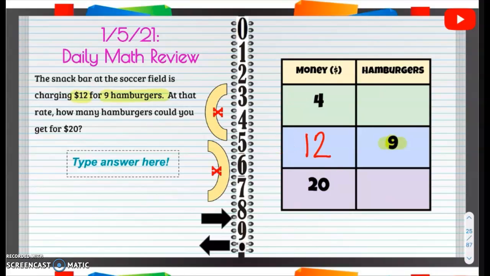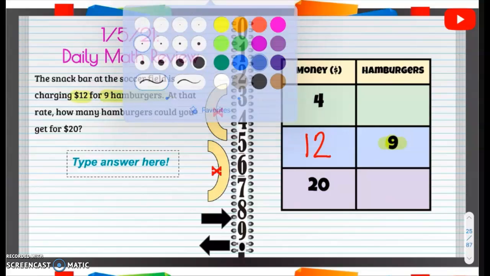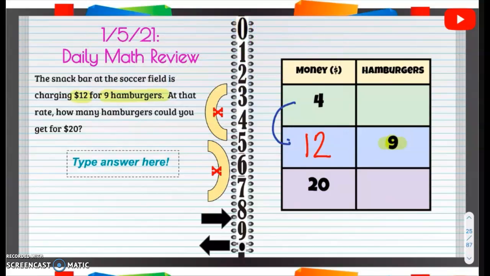Yeah, or we can even go the opposite way. Well, I know 4 times 3 is 12. So what times 3 is going to be 9? Whoa, my bad. Here we go. Times 3 is going to be 9. So I know that 3 times 3 is 9.